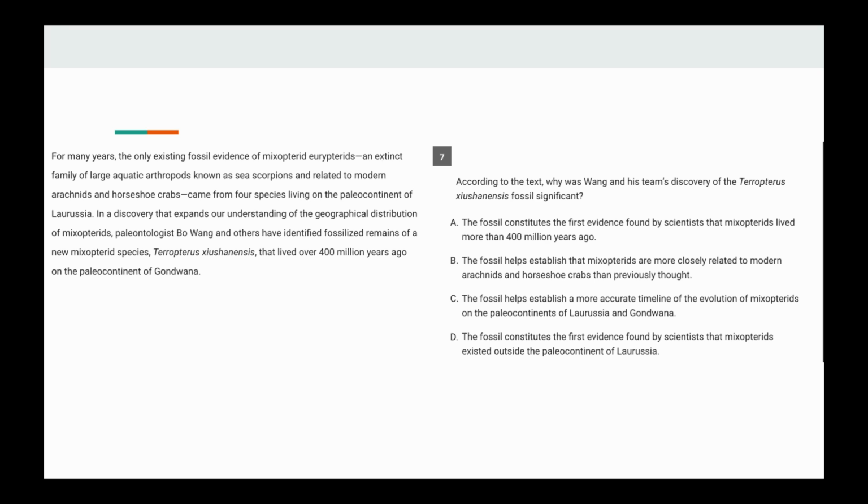Okay, why was Wong and his team's discovery of the Pteropterus fossil significant? I'm not even gonna try to read that. Basically, why is the discovery important?